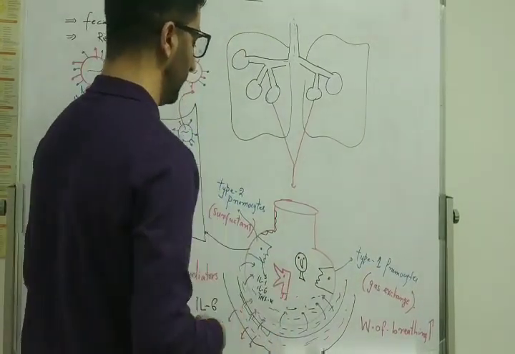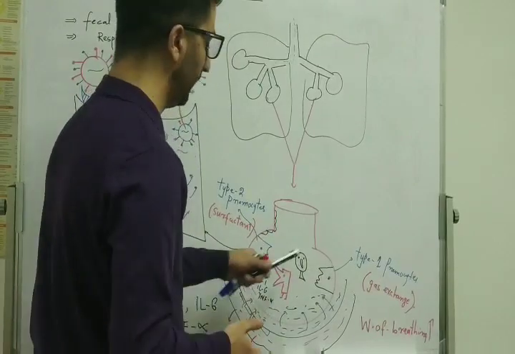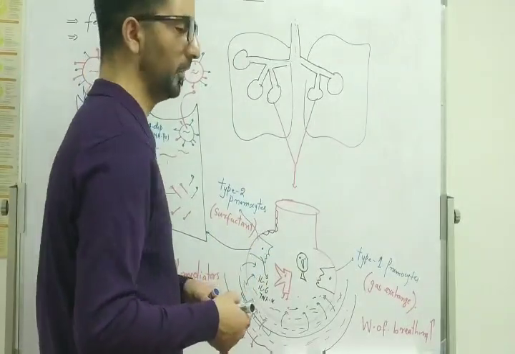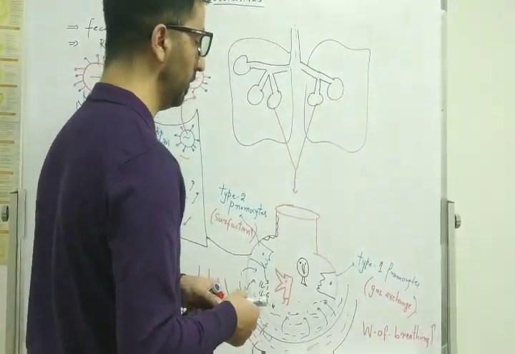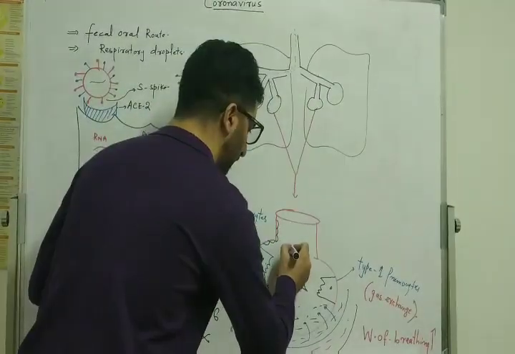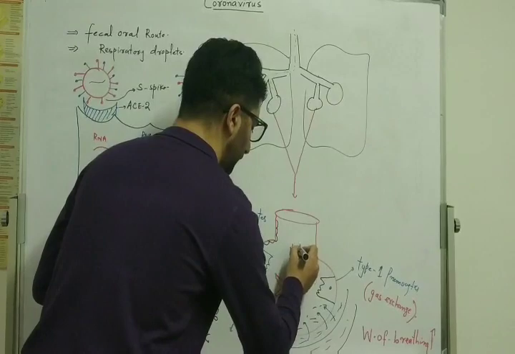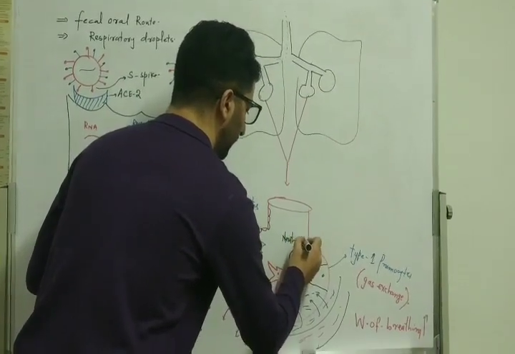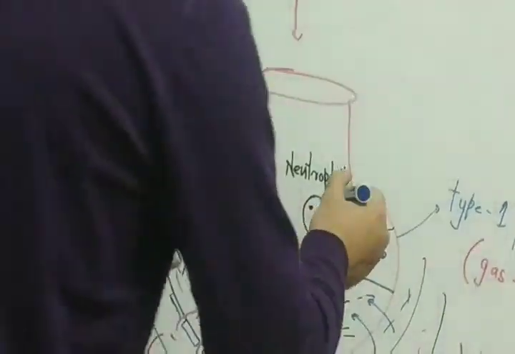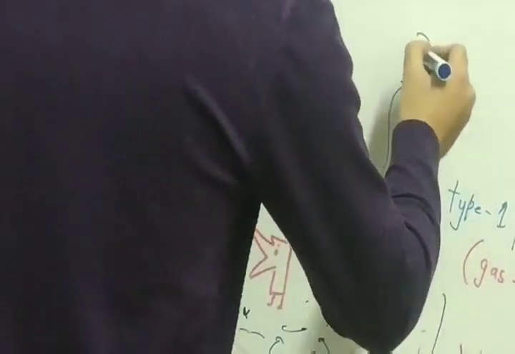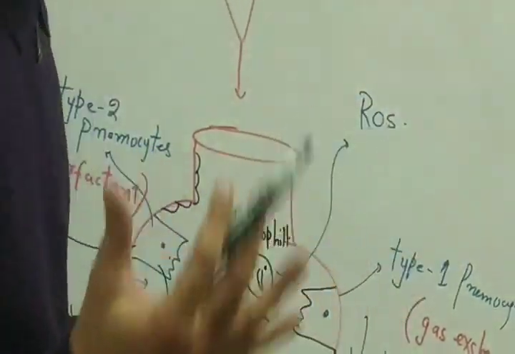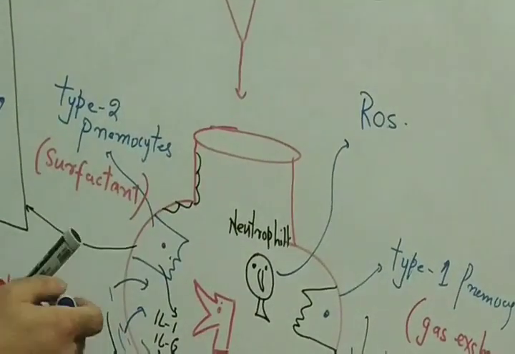What does this neutrophil do on its side? It produces a kind of oxygen species that is called ROS, reactive oxygen species. I will write it here: this is called a neutrophil, a type of white blood cell. This neutrophil produces ROS. What is ROS? It's a reactive oxygen species. That's very dangerous.